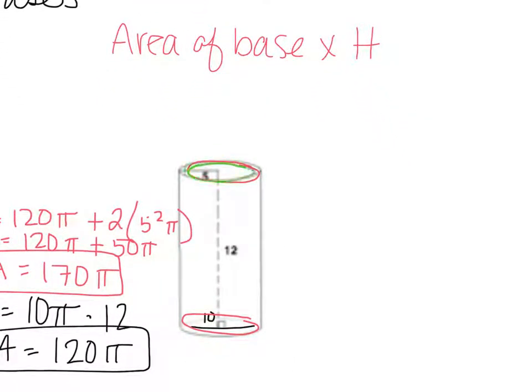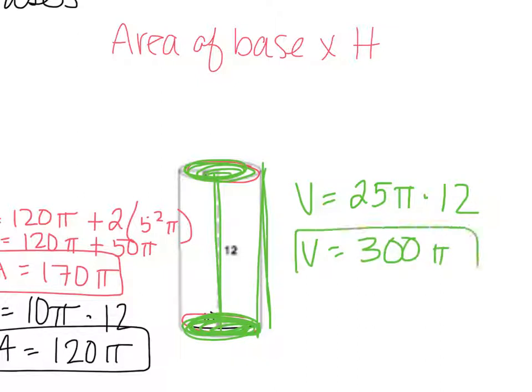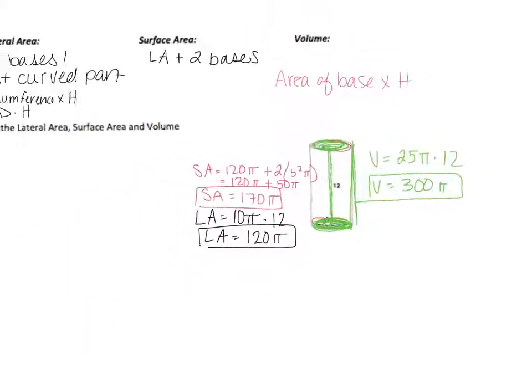So if here's one base, here's the other base, the line that connects both of those is this distance, which is 12. So for volume, I'm going to take the area of the base, which was 25 pi, and multiply that by 12. That's going to give us, I think it's 300. Let me just check. Yep. So you can get 300 pi for your volume. And that's what a cylinder is. You've got one more.